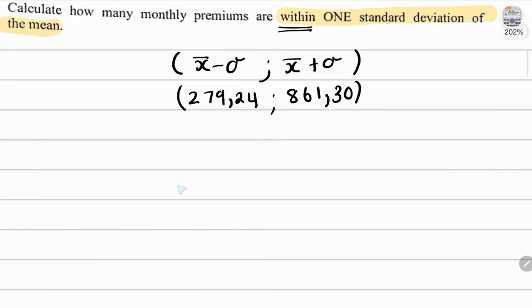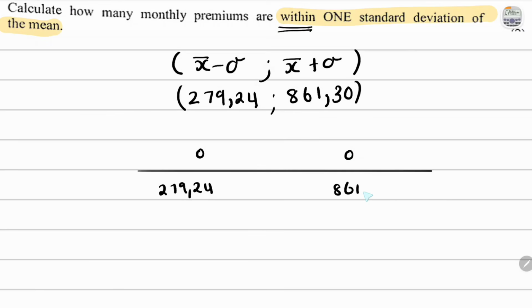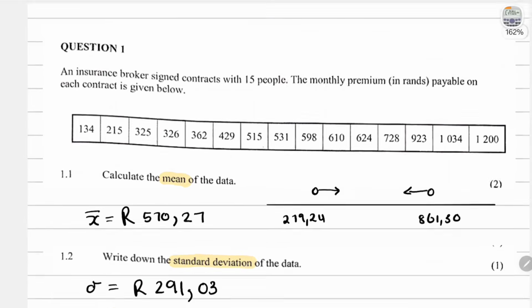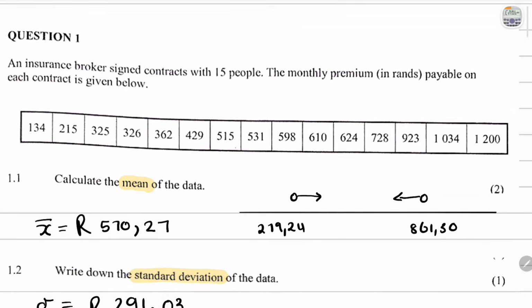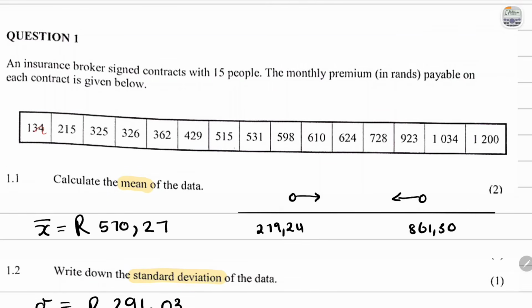So what you're really looking for is, it's kind of like looking at these on a number line. And on that number line, you have the number 279.24, and then the highest one is 861.30. And you're just looking for all the numbers that fall within these two. So greater than this, but less than that. So let's go ahead and look for those in the data set that we have.